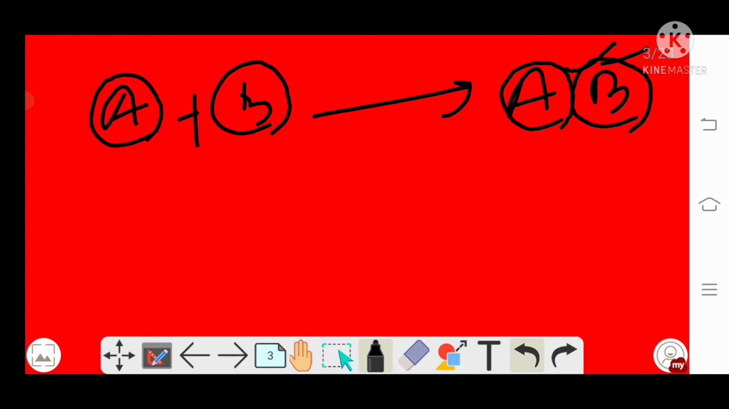that is called AB. The reaction in which two or more compounds are joining together to form a single compound is called a combination reaction.